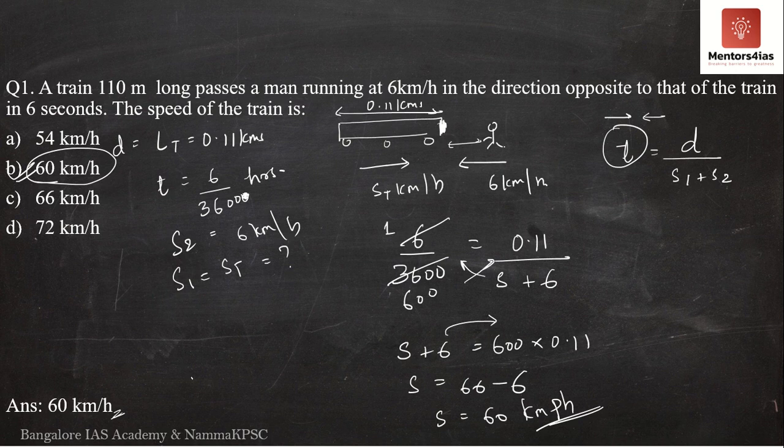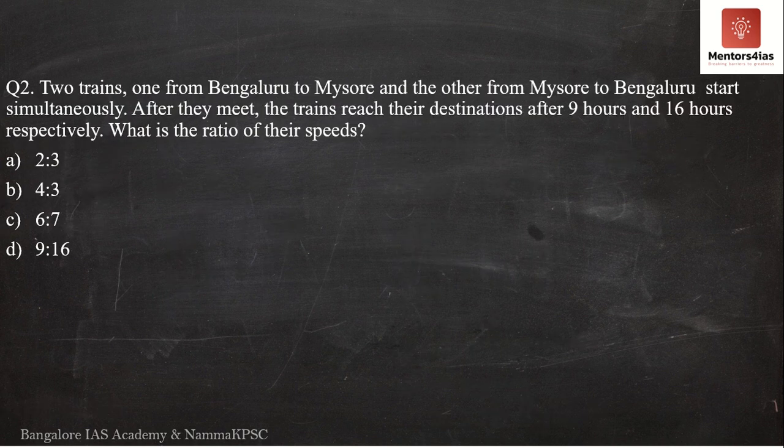Second question. Now, the second question says two trains, one from Bengaluru to Mysuru and the other from Mysuru to Bengaluru, start simultaneously. After they meet, the trains reach their destinations after 9 hours and 16 hours respectively. What is the ratio of their speeds?